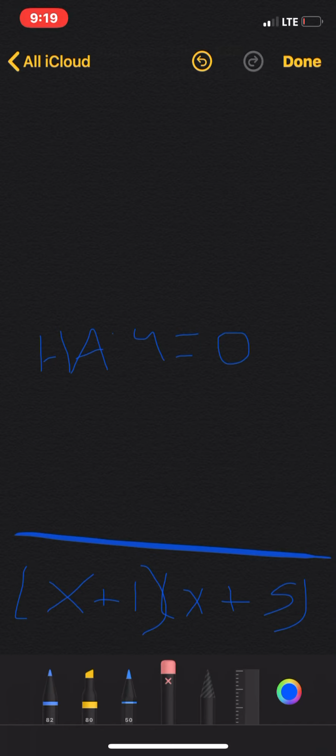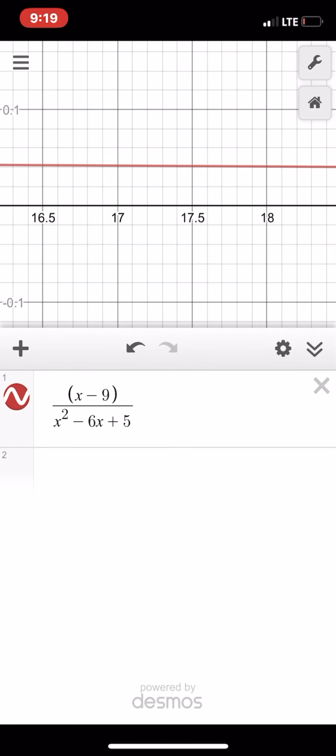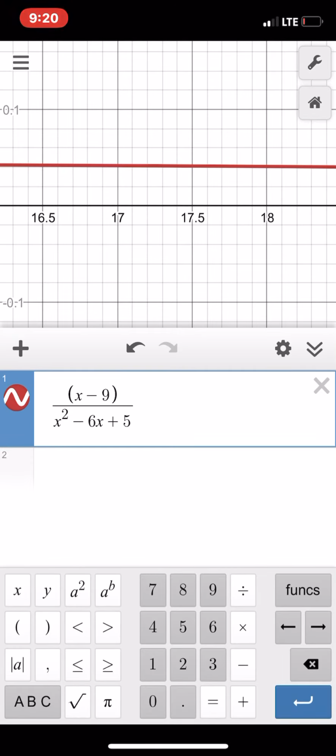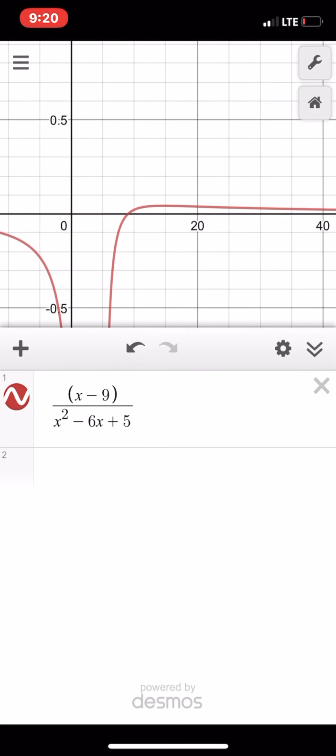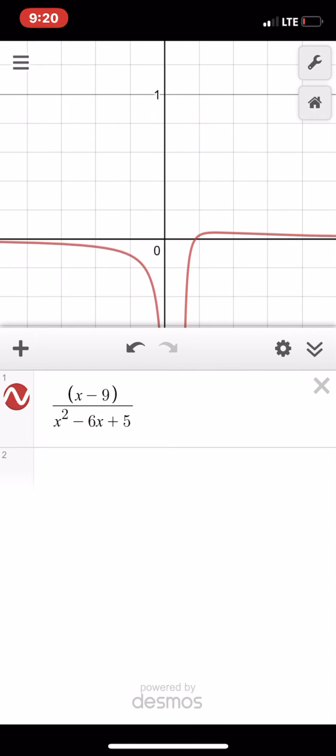Now the next thing I recommend is going to Desmos and plugging in your problem exactly as you received it, which I have already done right here. You're just going to type it in exactly as you see it, look at your graph, and interpret your inequality. In this case, the equation is greater than 0. So what that means is that you're going to look at the graph for all the points that are above the x-axis.